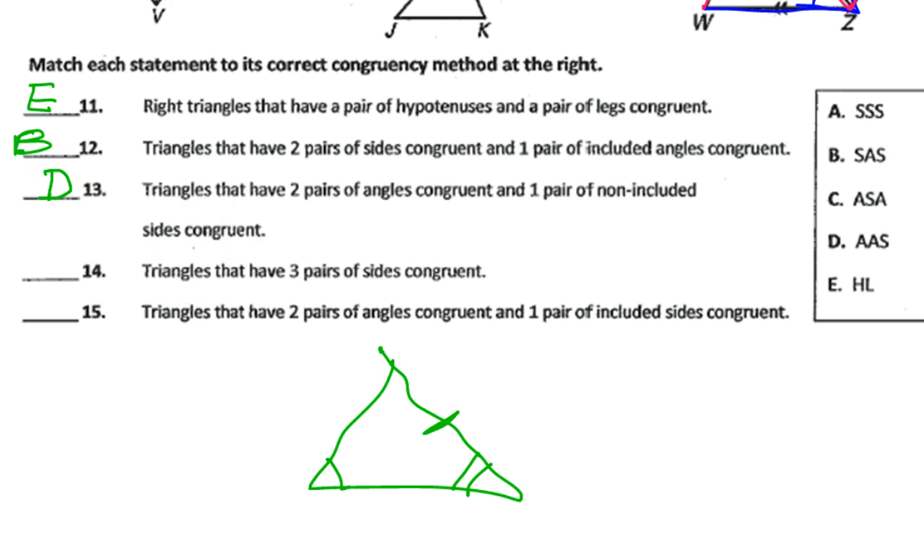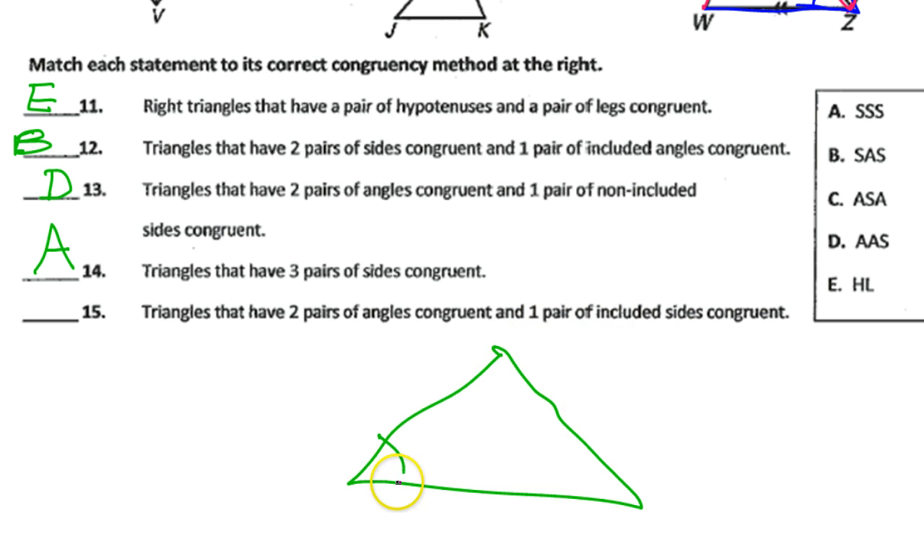All right, number 14. Triangles that have three pairs of sides congruent. Well, that's side, side, side. And finally, triangles that have two pairs of angles congruent and one pair of included sides. All right, so it's two pairs of angles, but this time, the sides are between the angles. So that's angle, side, angle. So that's C.